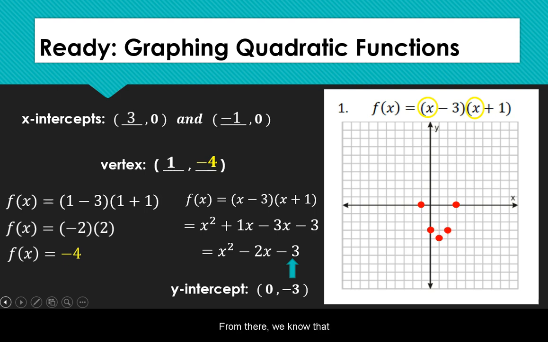From there, we know that our function is symmetrical, and our axis of symmetry is also located where our x value of our vertex is, which is at positive 1. So with our y-intercept being 1 unit away to the left of our vertex at 0, if we go the other direction 1 unit to positive 2, it's going to have the same y value. And from there we can graph our quadratic.